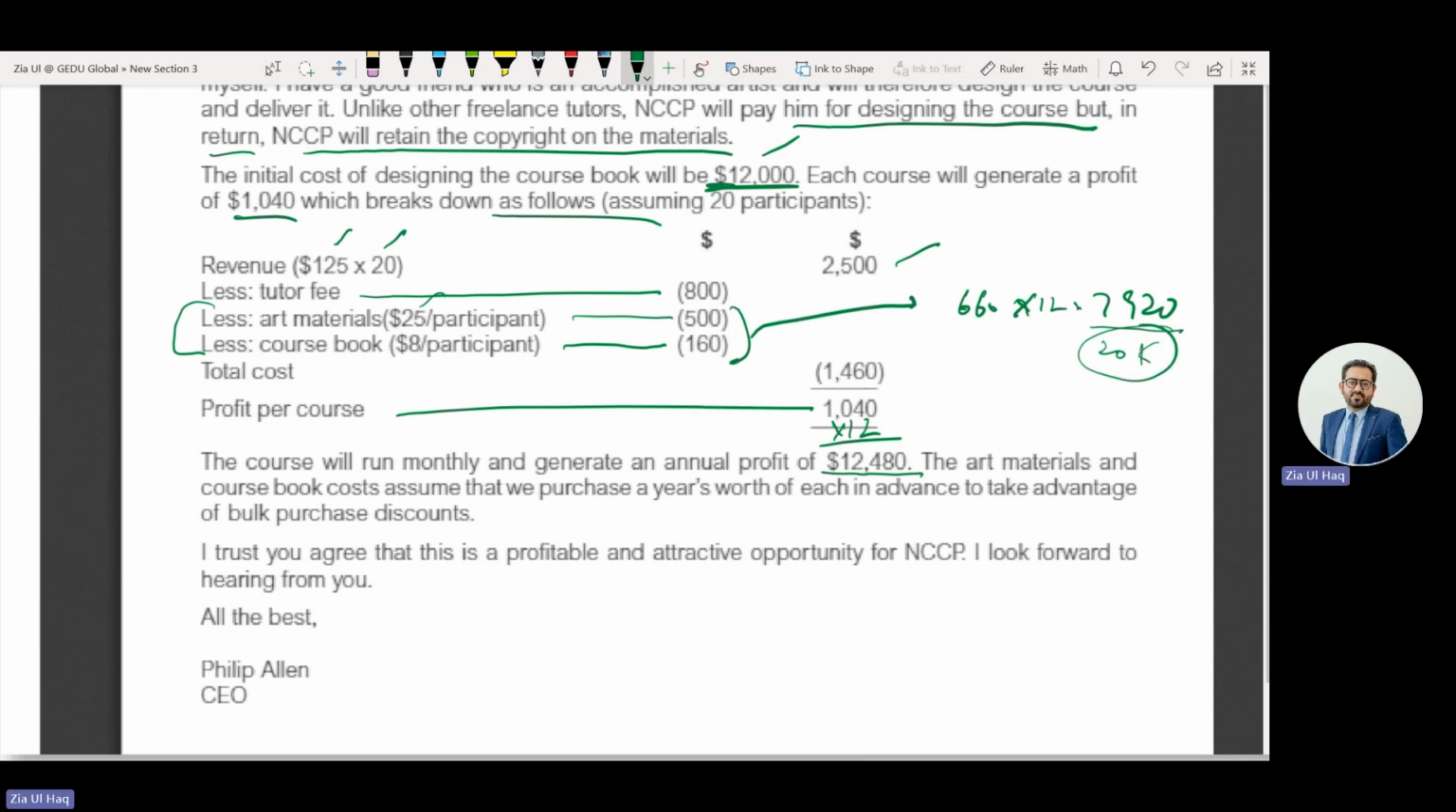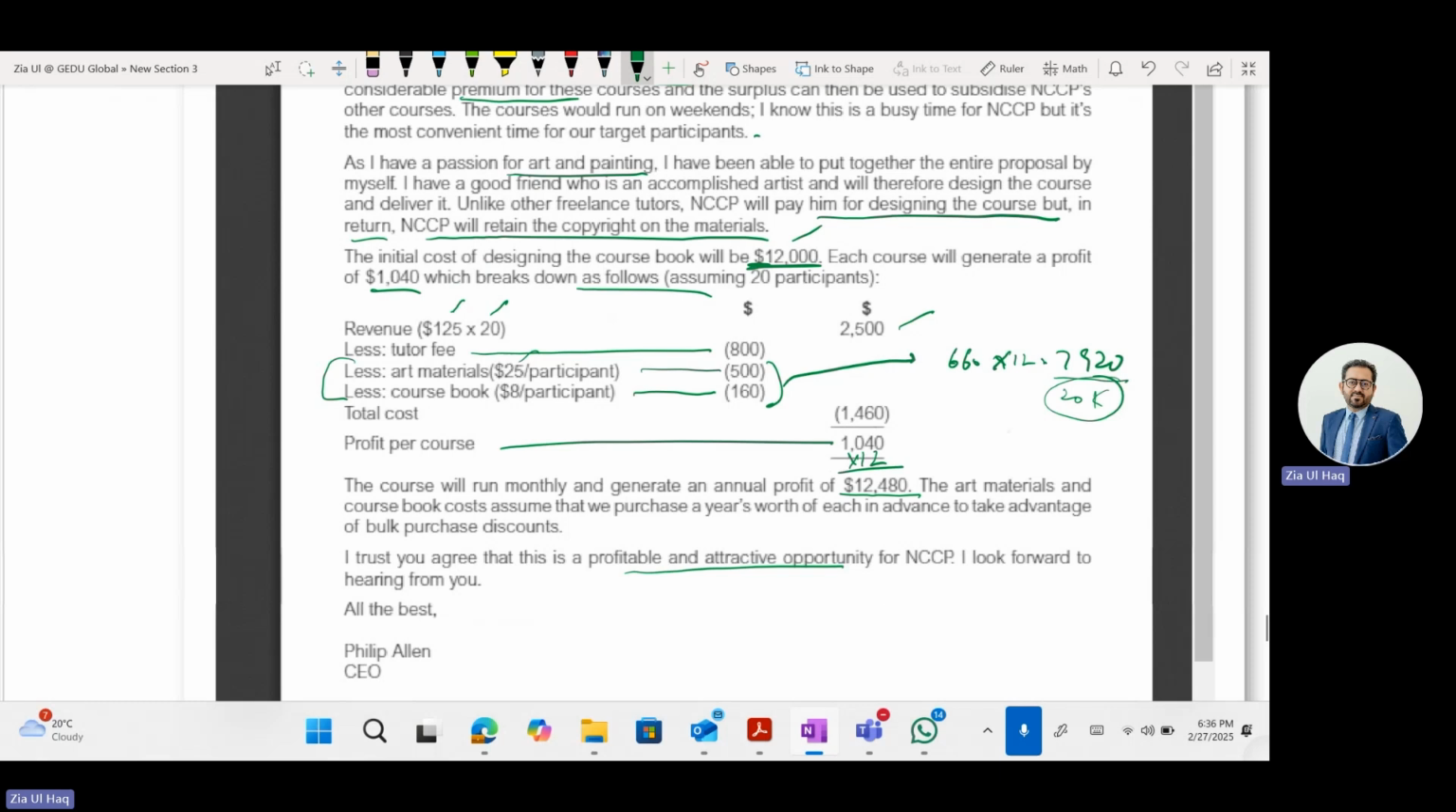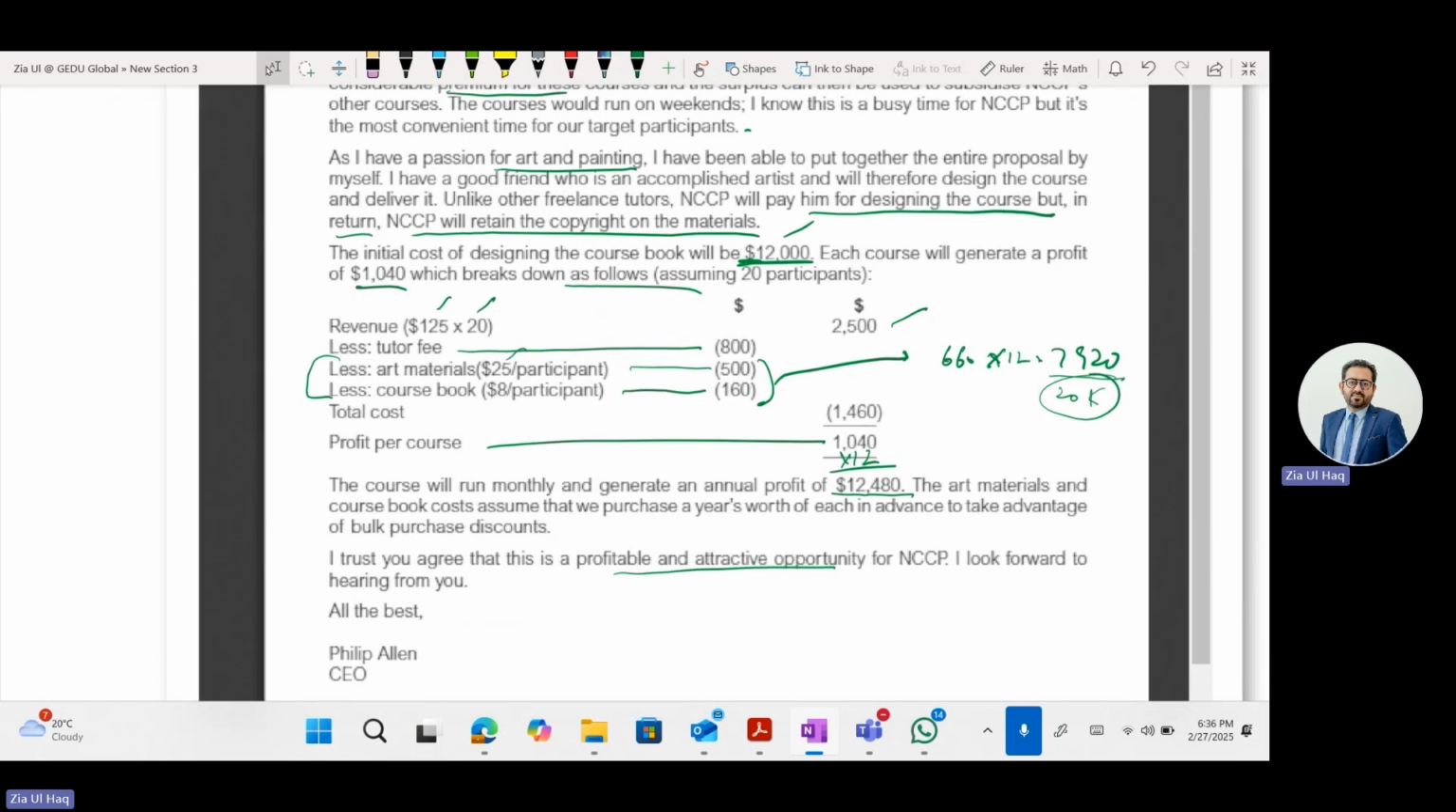Okay. The art material and course book cost assume that we purchase a year's worth of each in advance to take advantage of a bulk purchase discount. I trust you agree that this is a profitable and attractive opportunity for NCCP. I look forward to hearing from you. All the best, CEO. This means if he wants to hear from you regarding this course, there could be an evaluation of this proposal option strategy.